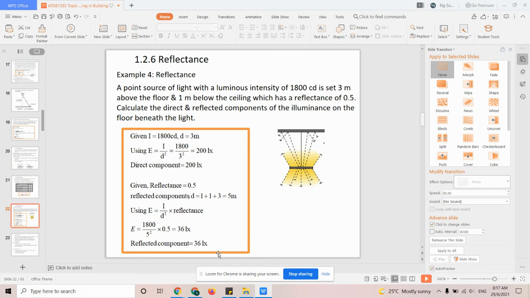So when it comes to doing calculation questions, you have to be careful on what is given and what's asked. Okay, so since this question just mentioned to calculate the direct and reflected component, just doing it and leaving it like this is good enough.